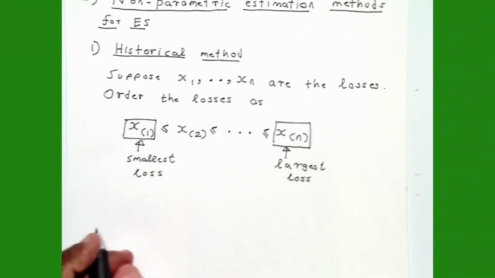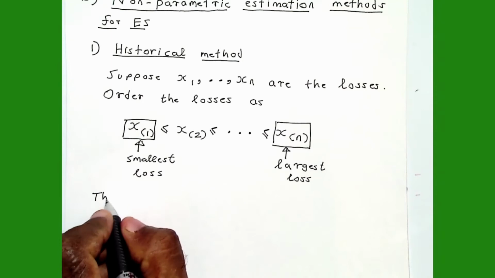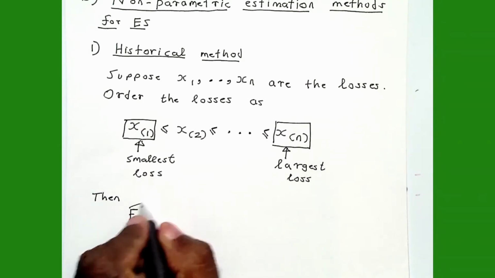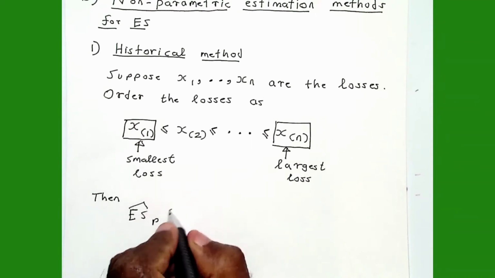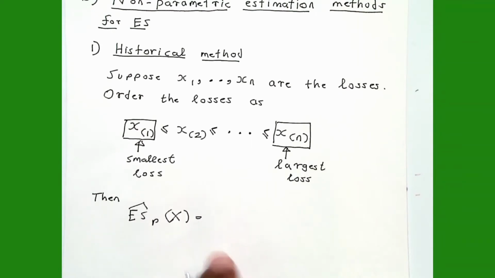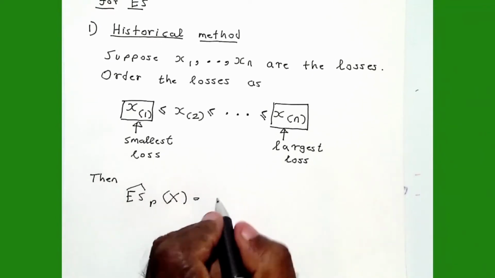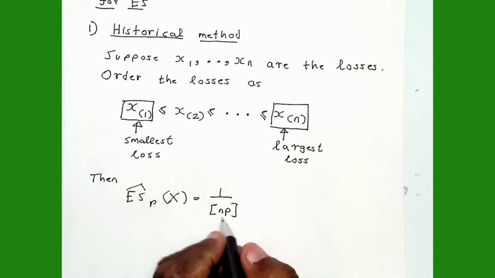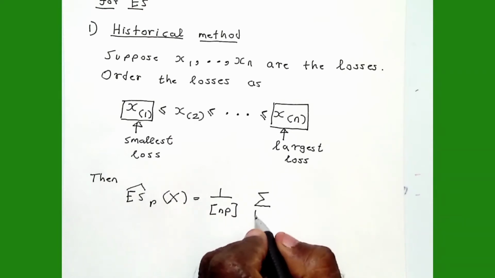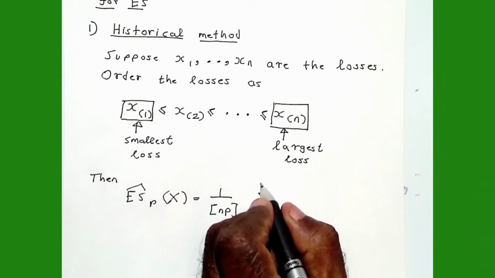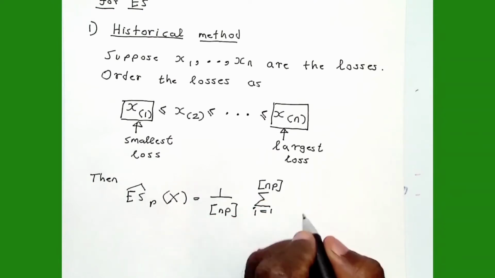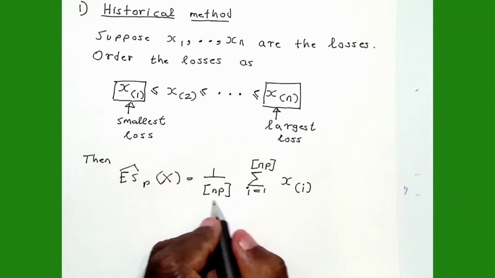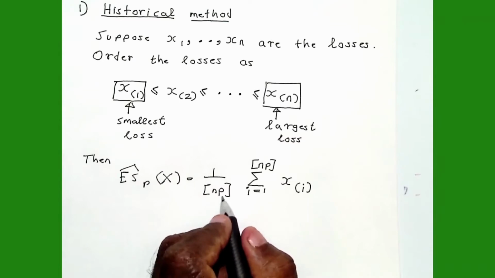Then the estimator for expected shortfall is given by the following formula: 1 divided by [np] in brackets. I will explain what that is. Then sum i from 1 to [np] of this. What this means is the integer part of n times p.